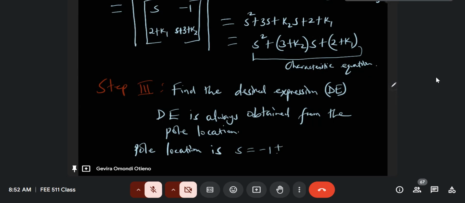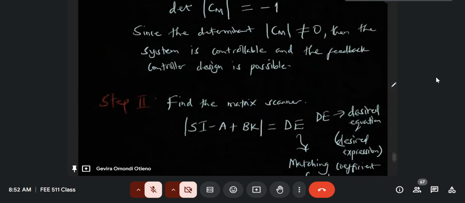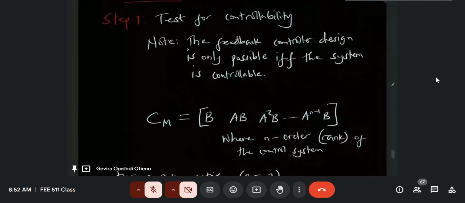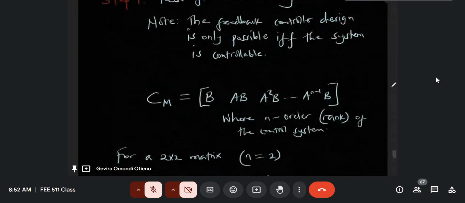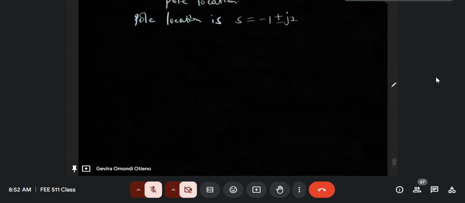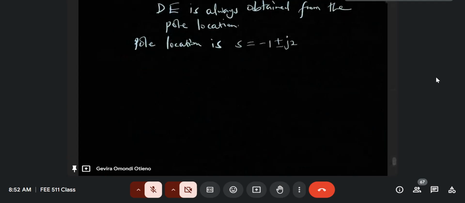negative 1. Remember, we had said plus or minus J2. Please, it's from the equation itself, it's not my thing. Let me check again. Yes, negative 1 plus or minus J2. That is the desired pole location. So now we have S equals negative 1 plus or minus J2. Of course, ladies and gentlemen, this is like saying you have S equals negative 1 plus J2, and you have S equals negative 1 minus J2. That's what it simply means.